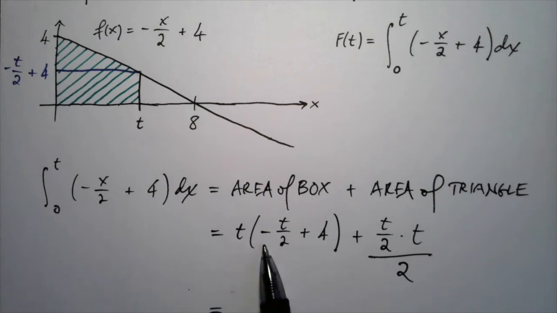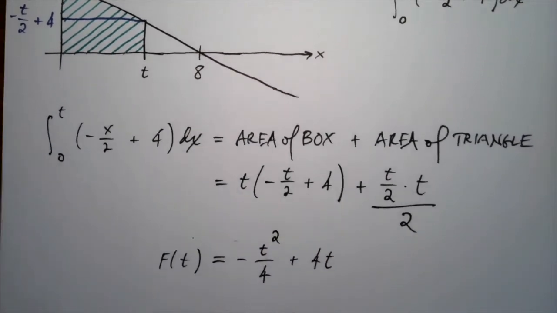There's going to be a minus t squared over 2. What happens over here? Again, there's a t squared over 2, but we divide by 2 again, so that's a plus t squared over 4. So if we have minus t squared over 2 plus t squared over 4, we'll end up with minus t squared over 4. And the only other term is the 4, which multiplies by the t to give 4t. So this area accumulation function in this case is given by minus t squared over 4 plus 4t.